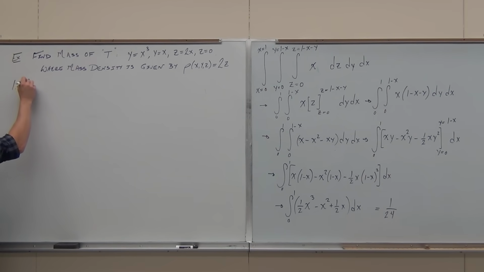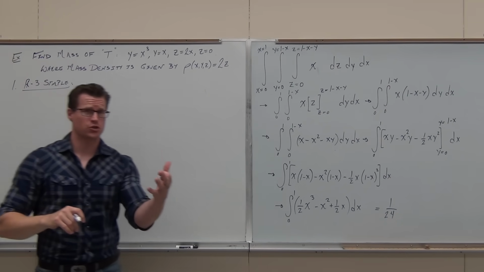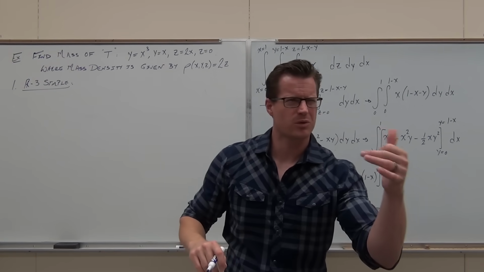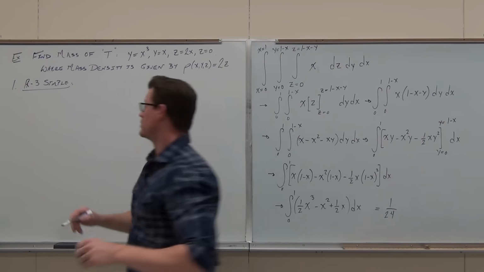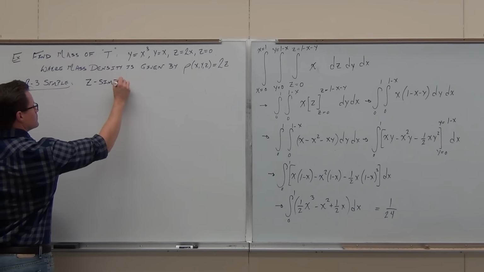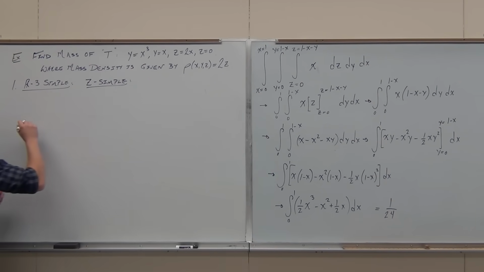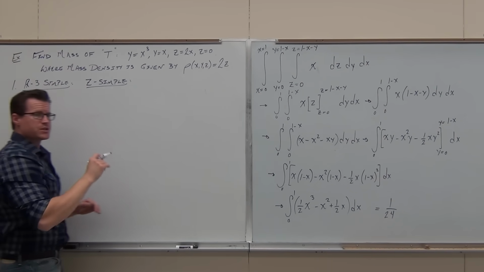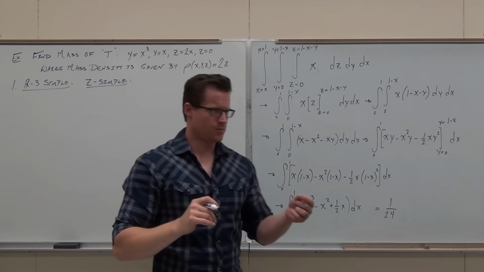Step 1 is R3 simple. So we're going to write that down. You're going to tell me what you're choosing right now. What are we choosing? R3 simple. What are we choosing? So write down z simple.